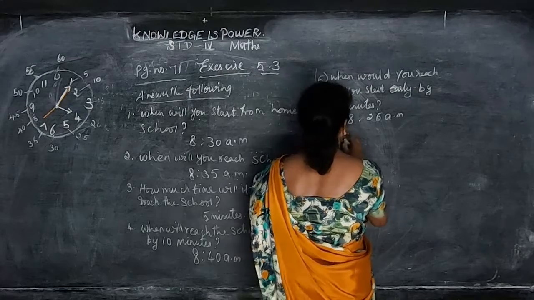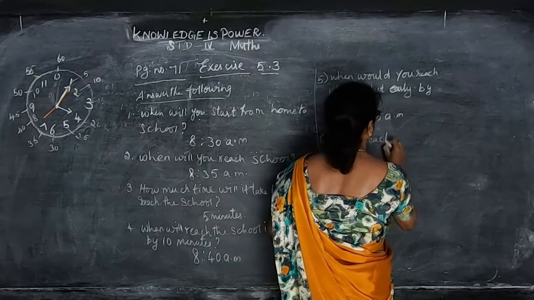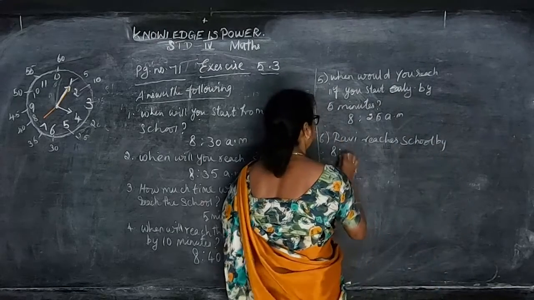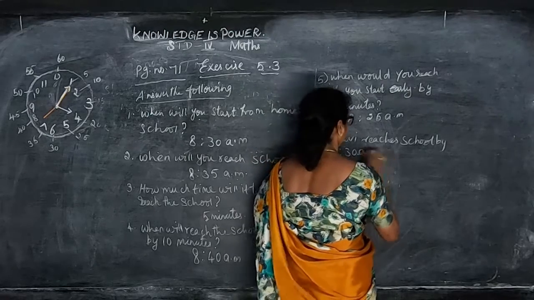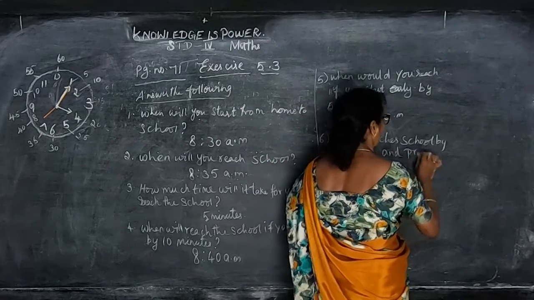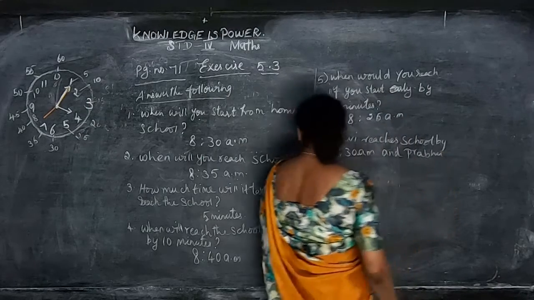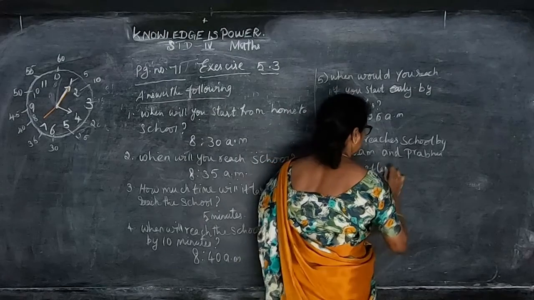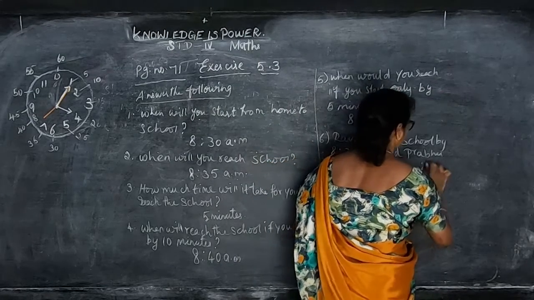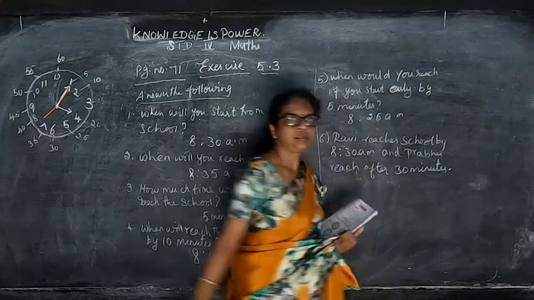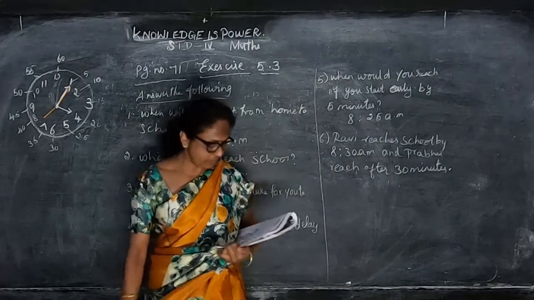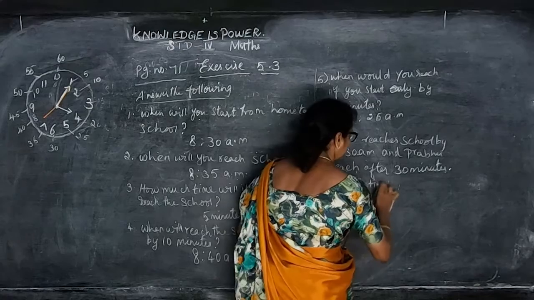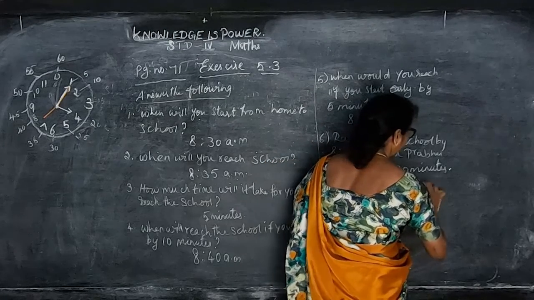Sixth one is Ravi reaches school by 8:30 a.m. and Prabhu reach after 30 minutes. Find the time when Prabhu reached the school.